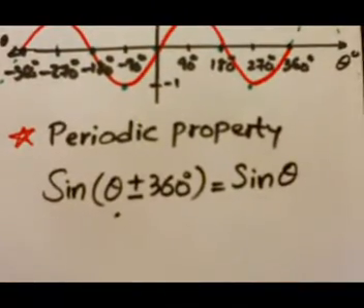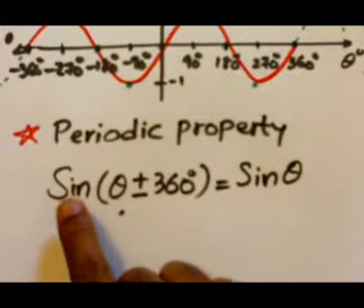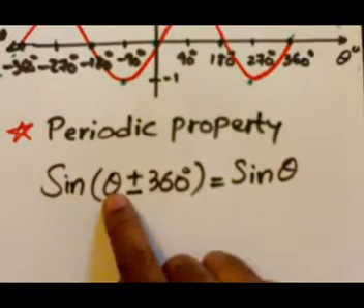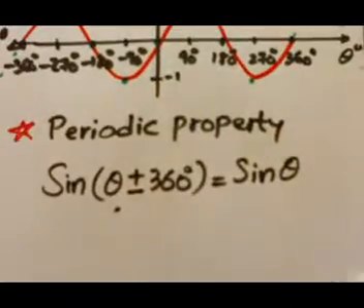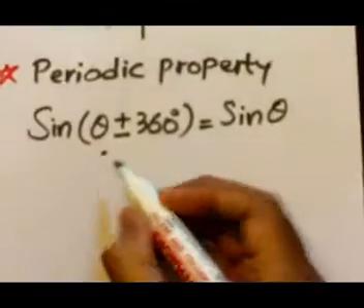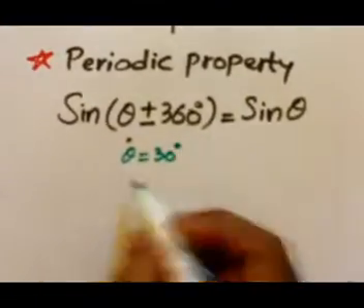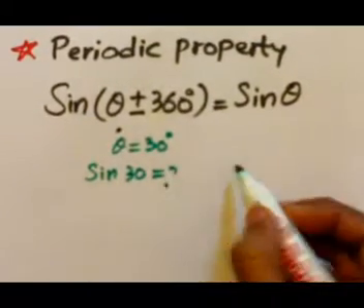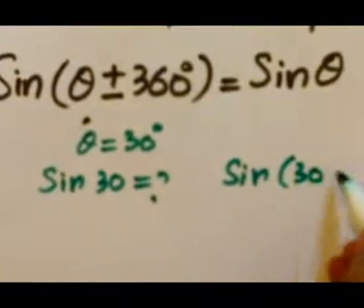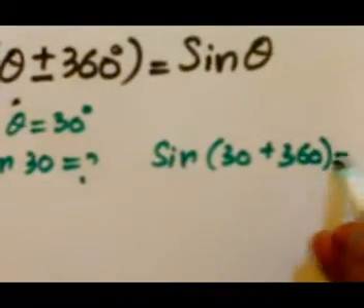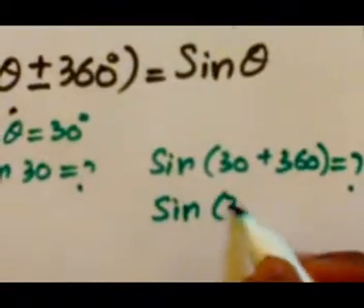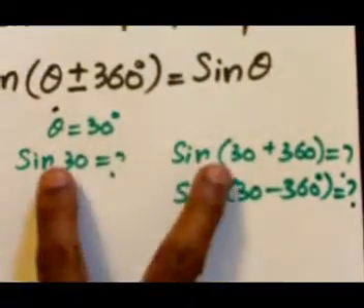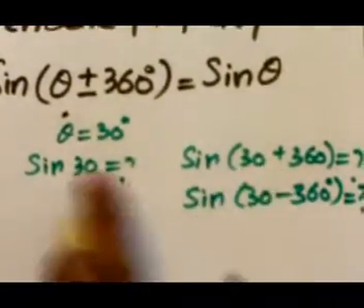So don't get confused by this, kids. Look at this. Take your scientific calculator in your hand and just write sine, and in the angle, take an example. I'll give you an example. Take theta equal to 30 degrees and first find sine 30. Then find sine 30 plus 360 and then sine 30 minus 360. You will notice that all these three are the same.